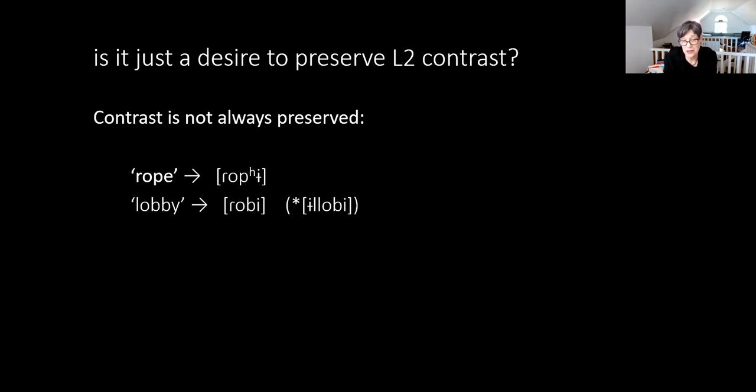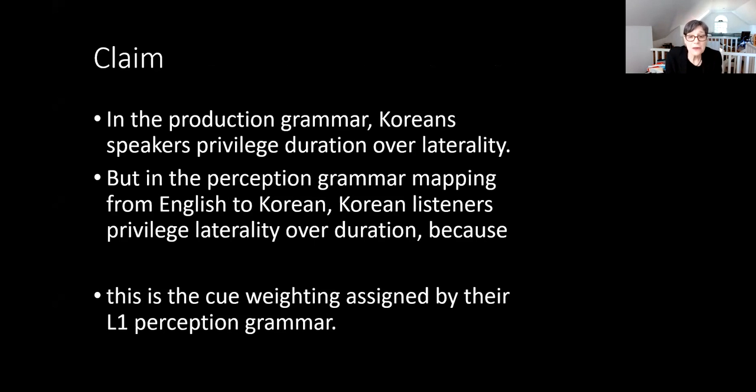So in initial position, you can get neutralization in things like rope and lobby. Notice you could have preserved the L in lobby by inserting a vowel at the beginning of the word, and then geminating the L, which is in fact what is often done with L in initial clusters. So it's not impossible to insert a vowel, but they don't always do it. So the claim that we want to test is that in the production grammar, Koreans privilege duration over laterality. But in the perception grammar, they privilege laterality over duration because this is what they do in their L1 perception.